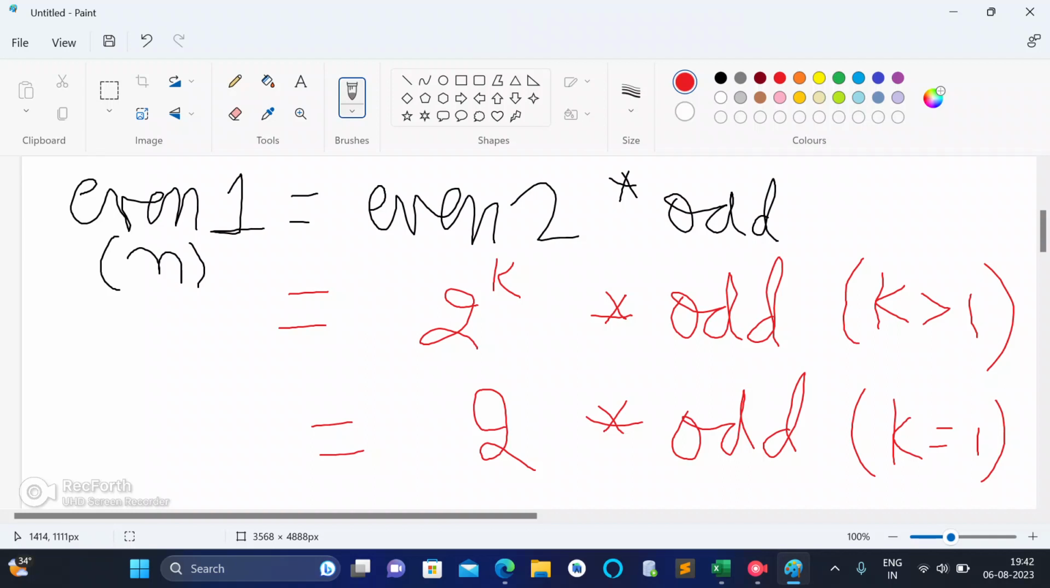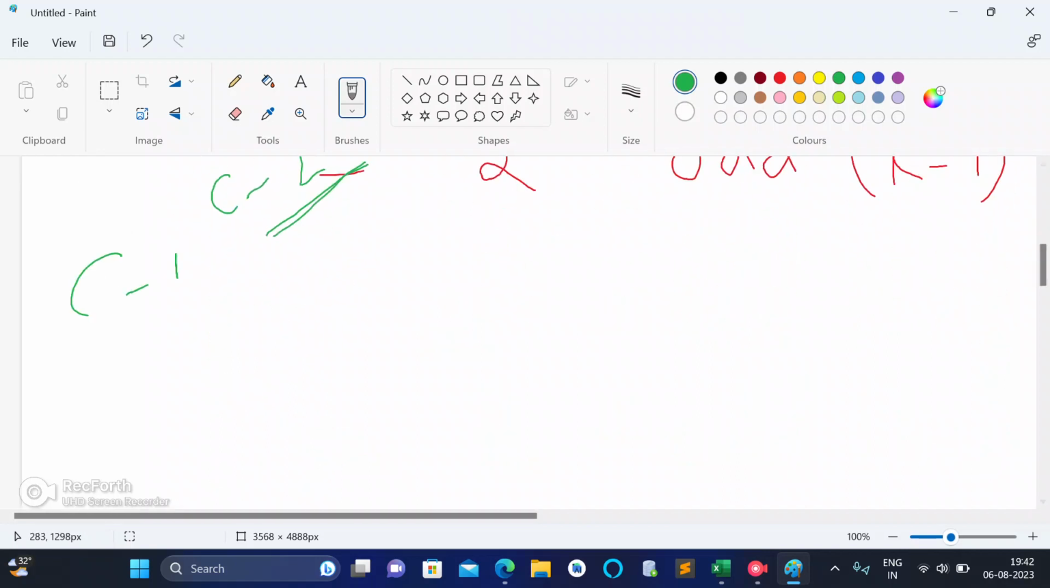Now you will be able to understand why I am writing 2 raised to the power k or 2 raised to the power 1. The reason is simple. As I am distributing n, which is even 1, in terms of even and odd, every odd section gets separated out. I gave you the example of 48, in which I represent 48 as 2 raised to the power 4 into 3, where 3 is odd and 2 raised to the power 4 is a power of 2, which is even 2. So I come out with two cases: 2 raised to the power k into odd and 2 into odd. Let's say this is my case 1 and this is my case 2.